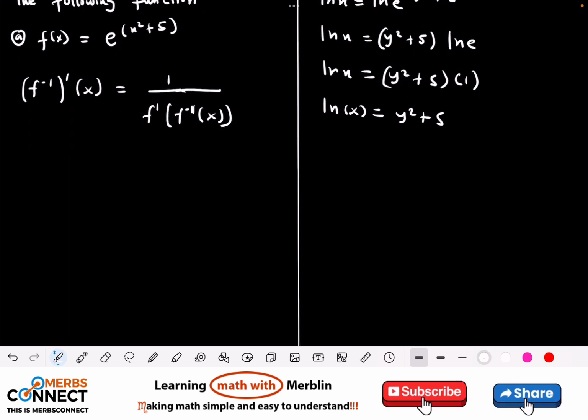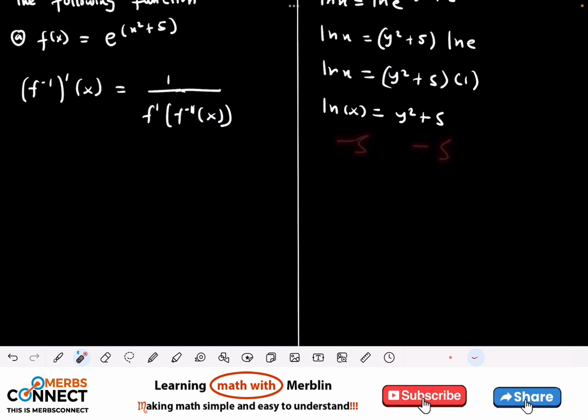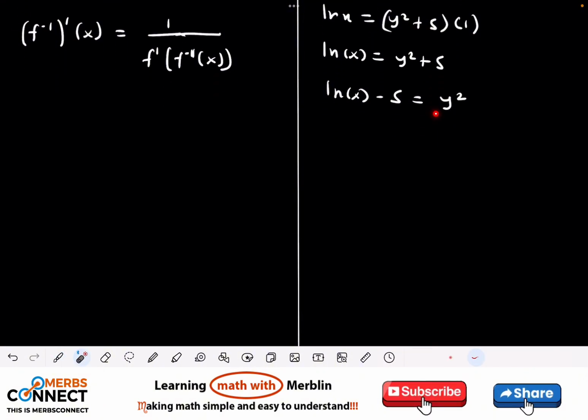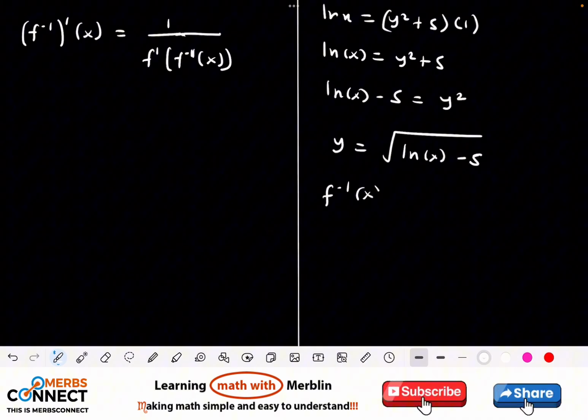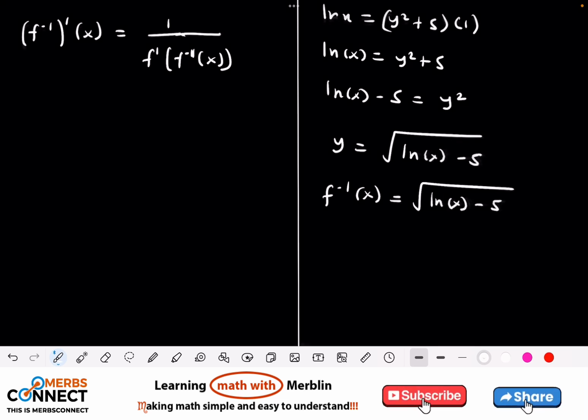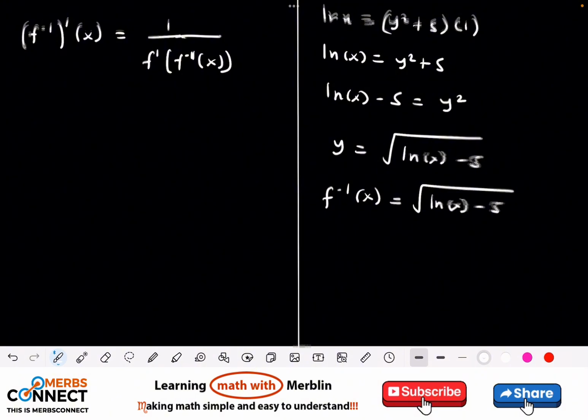Then we need to make y the subject. This is going to be so complicated. All right, so let's get to it. We subtract 5 here, we subtract 5 here, or we move the 5. So ln x minus 5 is equal to y squared. And we need to take the square root on both sides to make y the subject. So y will be equal to the square root of ln of x minus 5. So this is the f inverse of x, right? The square root of ln x minus 5. So this is the f inverse.